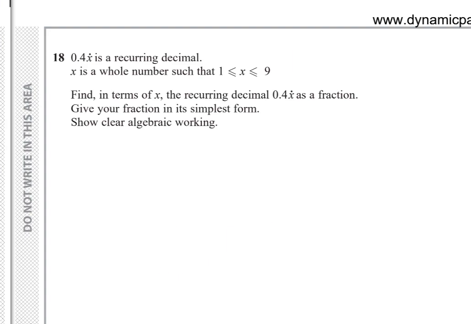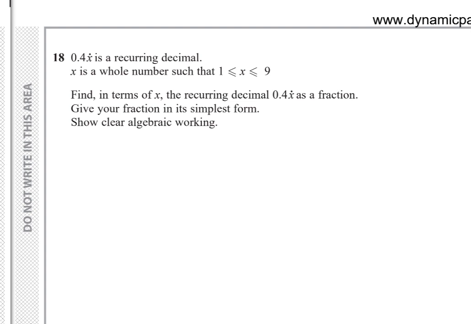Number 18. 0.4x dot is a recurring decimal. x is a whole number such that 1 is less than or equal to x, less than or equal to 9. Find, in terms of x, the recurring decimal 0.4x dot as a fraction. Give your fraction in simplest form.